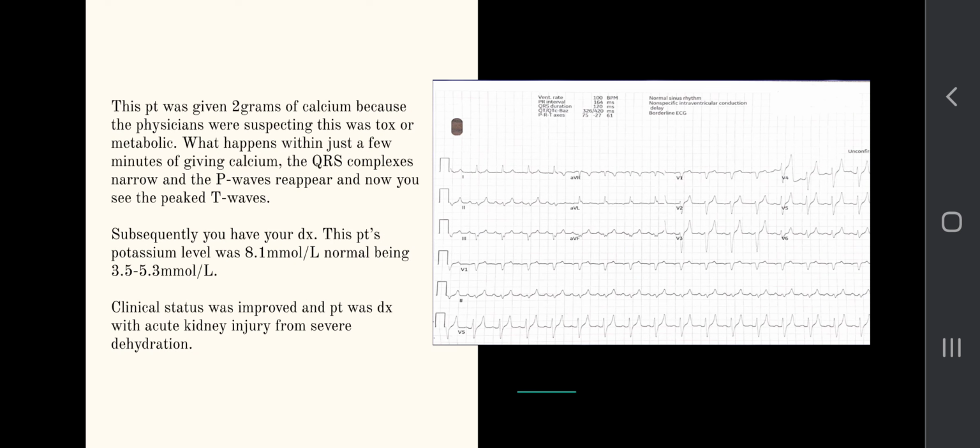This patient's serum potassium level was 8.1 milliequivalents. That normal level being 3.5 to 5.3. Clinical status was improved, and the patient was diagnosed with acute kidney injury from severe dehydration.